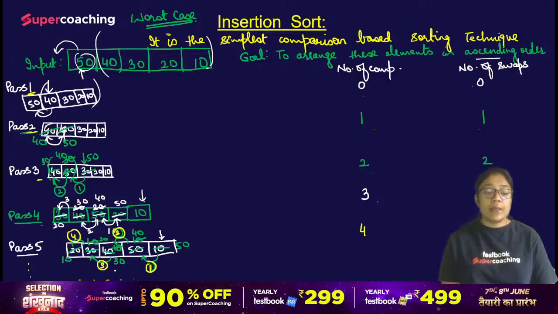In the worst case, how many comparisons and swaps will there be? Not the passes, the number of comparisons and number of swaps. Come on, guys.